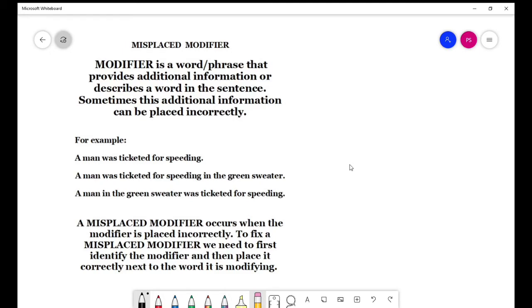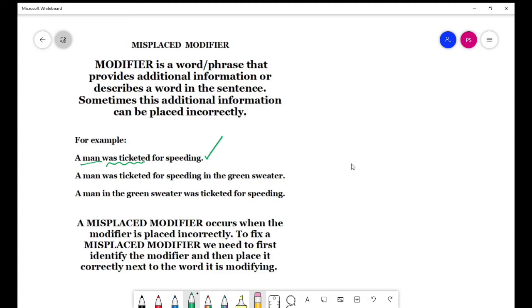A man was ticketed for speeding. Now this sentence, the way it is, is correct because you have a subject, which is the man. We have a verb phrase, was ticketed. And why was he ticketed? For speeding.